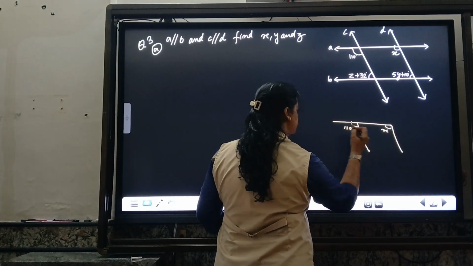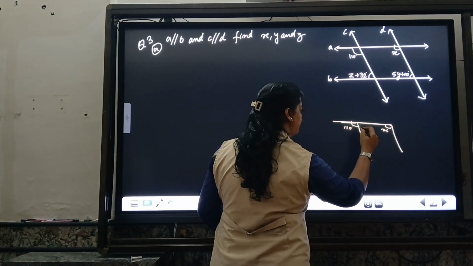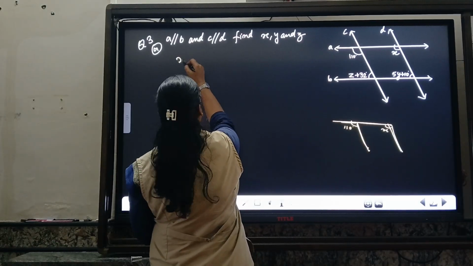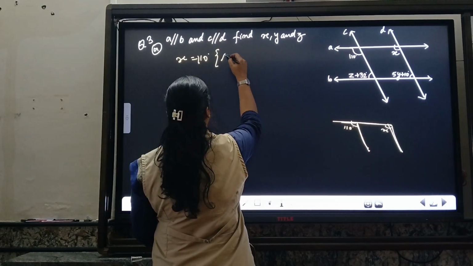So these two angles will be equal because these two are on the same side of the transversal line and both are downwards from the parallel line. So we will write angle x is equal to 110, reason: corresponding angle.